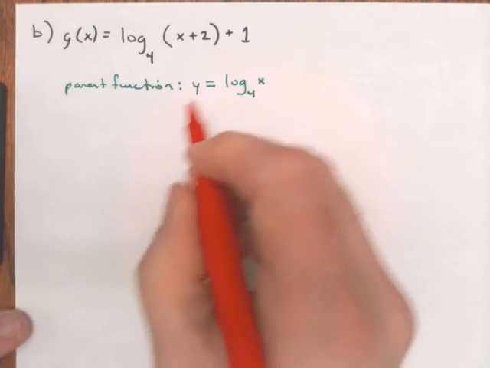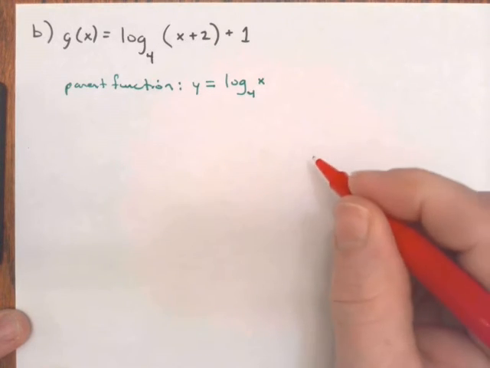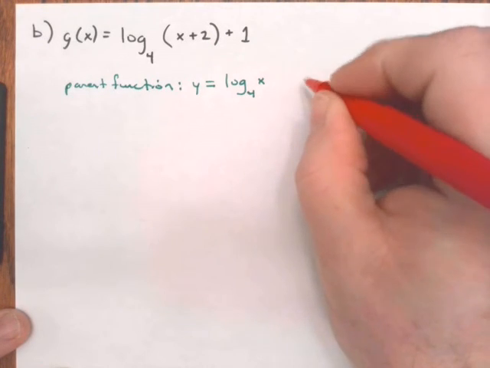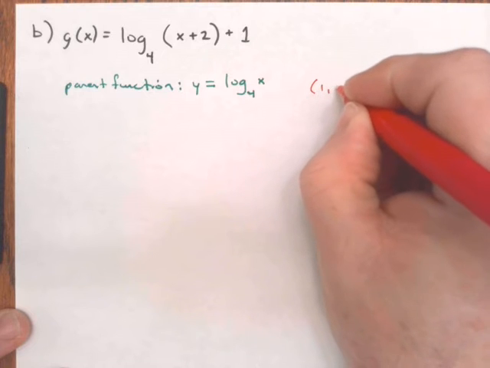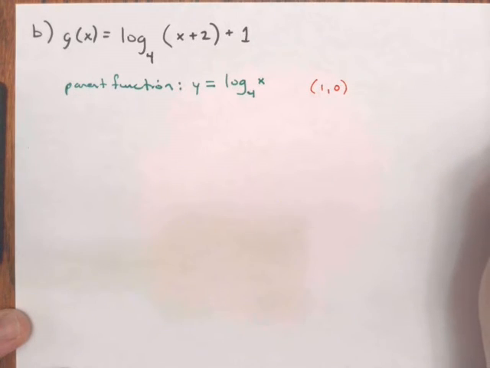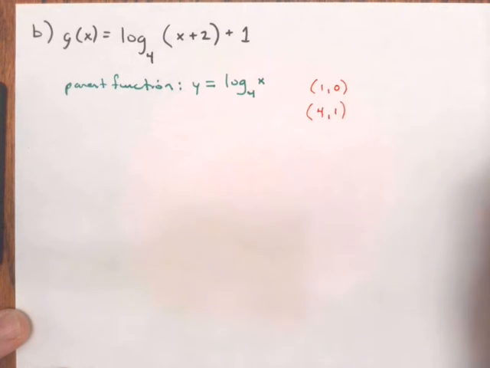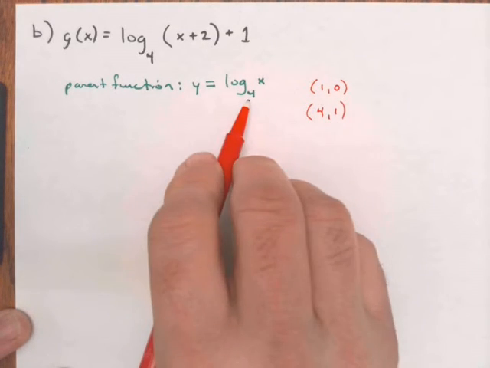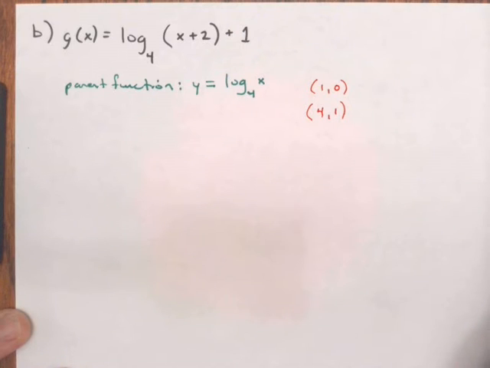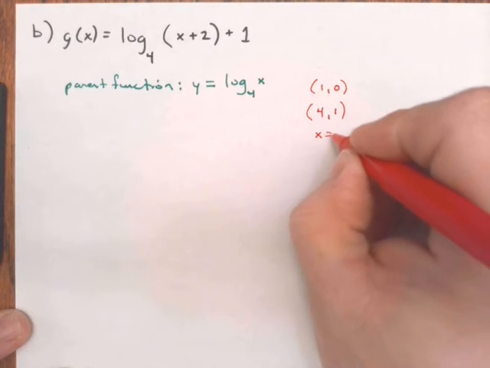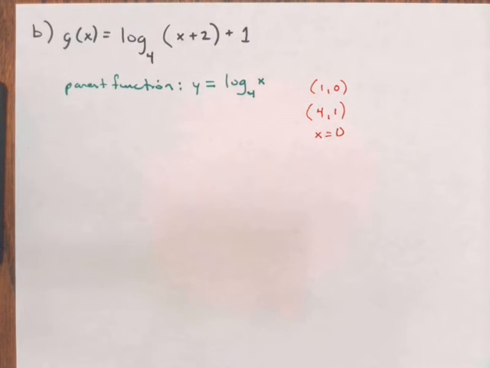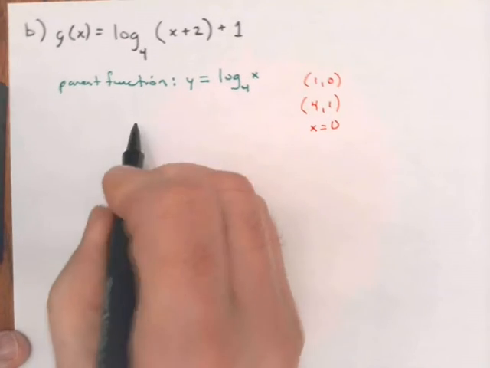These parent functions all have some things in common. To quickly graph them, you need to know that all of our log parent functions have an x-intercept at 1. They also go through the point base comma 1. So for this particular graph, we have a base of 4, so it's going to go through the point 4, 1. And then we also have a vertical asymptote right on the y-axis, and the equation for that would be x is equal to 0.